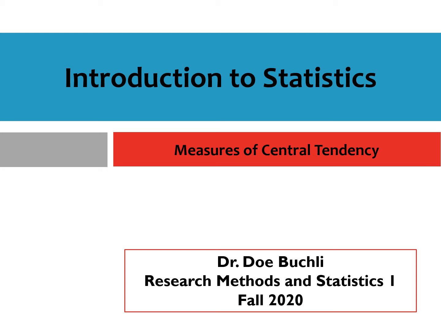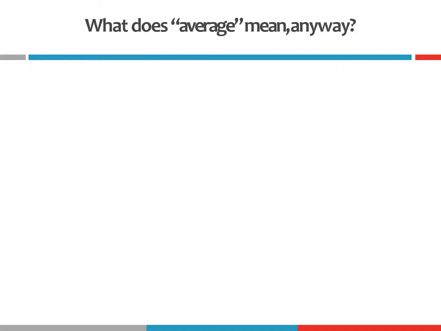This is the third video in our Module 8 series, and Module 8 is providing an introduction to statistics. So in this particular video, I am going to talk about measures of central tendency. Another word for measures of central tendency is average, right? So what does average mean?